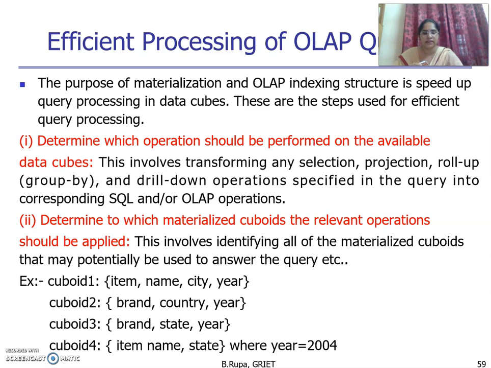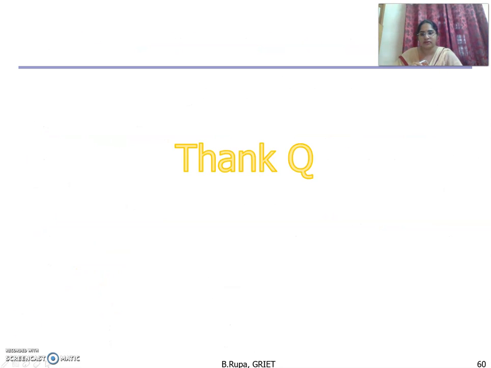Cuboids 1, 3 and 4 can be used to process the query because, first, they have the same set or a superset of the dimensions in the query. Secondly, the selection clause in the query can imply the selection in the cuboid. And third, the abstraction levels of the item and location dimensions in these cuboids are at a finer level than brand and province state respectively. Okay, this is about the efficient processing of a query. Thank you.